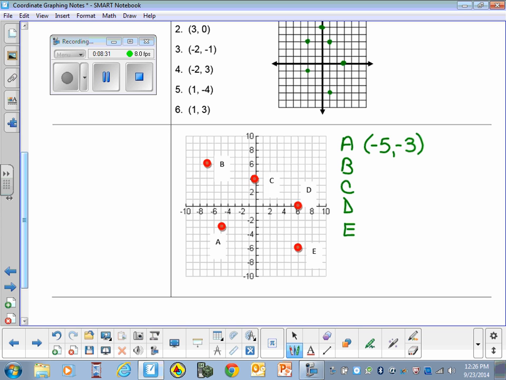For B, I'm going to -7, and I'm going up +6. -7, +6. For C, I'm just not going anywhere right to left, so that's 0. I'm going up 4, +4. For D, I'm moving to the right 6, but I'm not going up and down at all, so the y coordinate will be 0. And for E, 6 to the right, followed by 6 down, and I have my ordered pair.